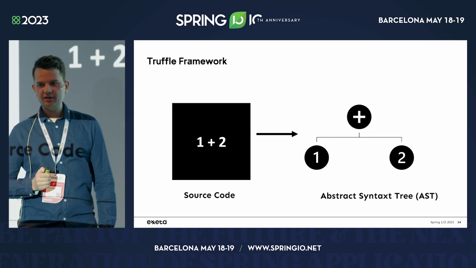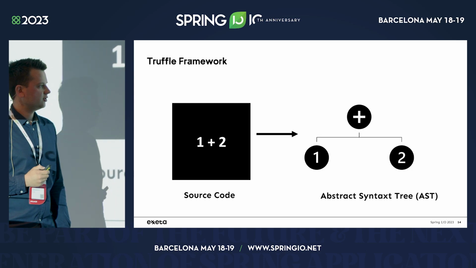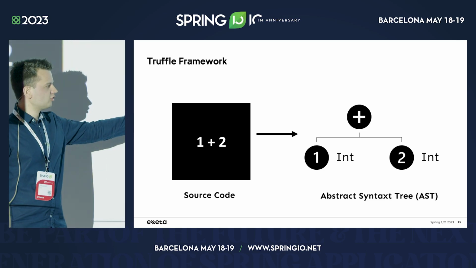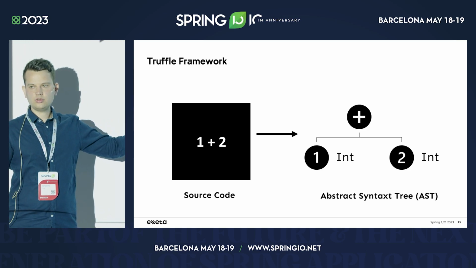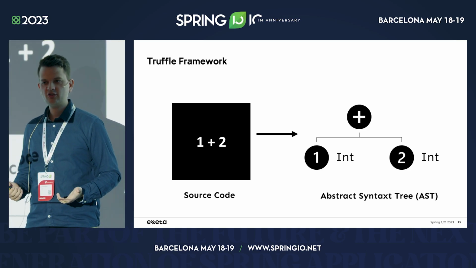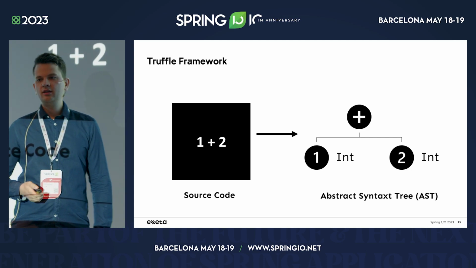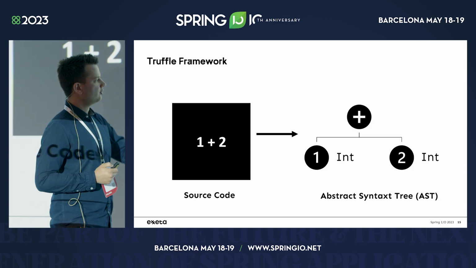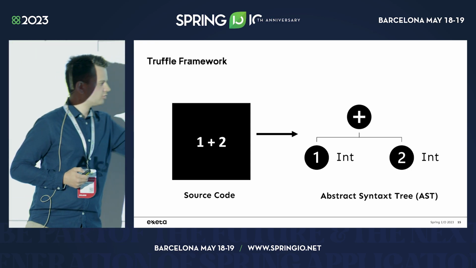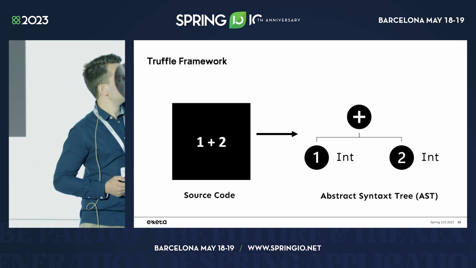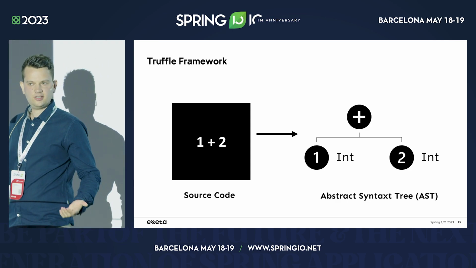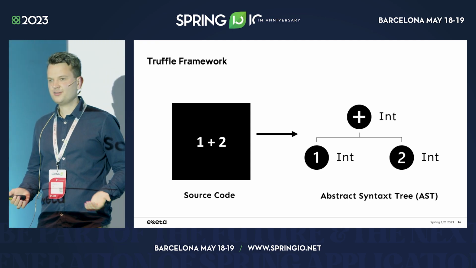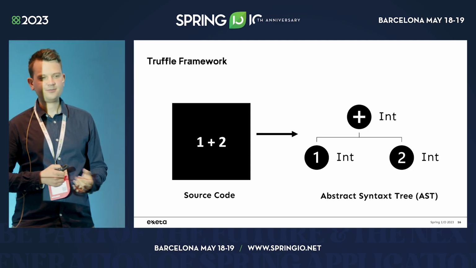Now we take Truffle to annotate the nodes in the tree. So we say our two child nodes, 1 and 2, are the data type integer from Java. And if we want to get a result in the parent node, we just add those two child nodes, and the result here is again an integer. And now we have an interpreter for our small program.